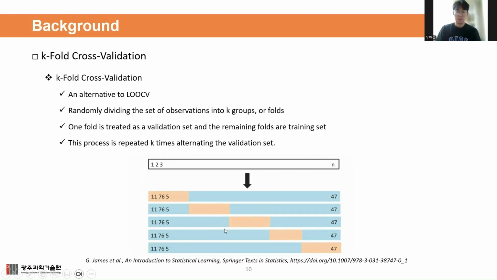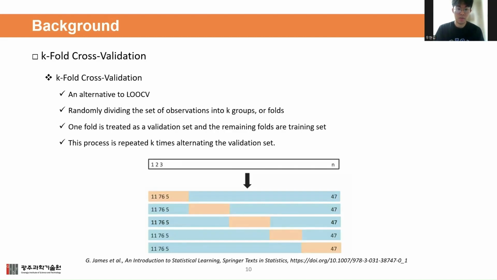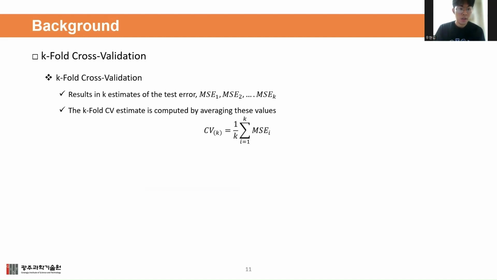You can see this in the figure. We choose one fold among the k folds as the validation set, and the rest of them are used for training. This process is repeated k times, alternating the validation set. So we can result in k estimates by doing this k times, and then we can average them, and we can derive the k-fold CV estimate.